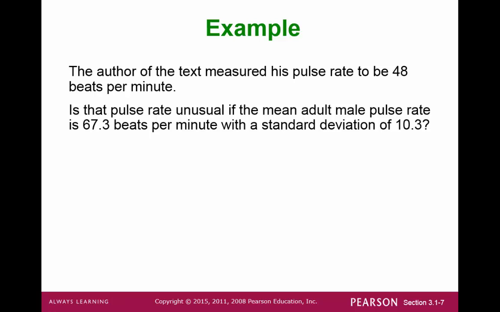For example, suppose the mean pulse rate for adults is 67.3 beats per minute and the standard deviation is 10.3 BPM. Mr. Triola, our author, has a pulse rate of 48 BPM. Using the formula, we can compute the z-score, and it turns out to be a negative 1.87.